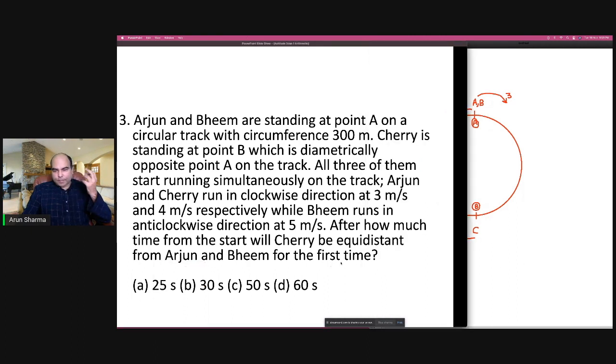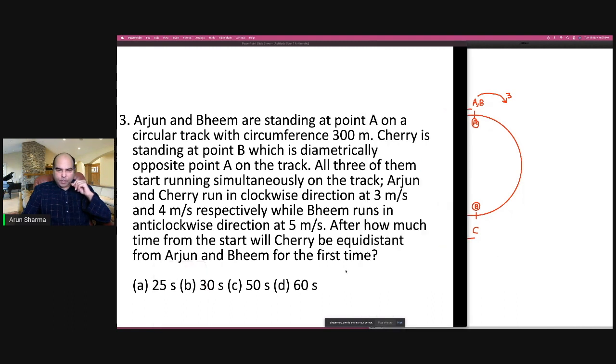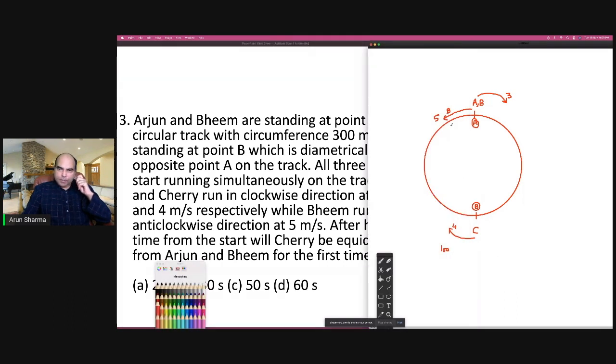So you can actually pick this up from the options straight. You don't need to do much. You can start with the options. In 25 seconds, if you check, Cherry is moving 100 meters, and Bhim is doing 125. But please remember, half the circle is 150.